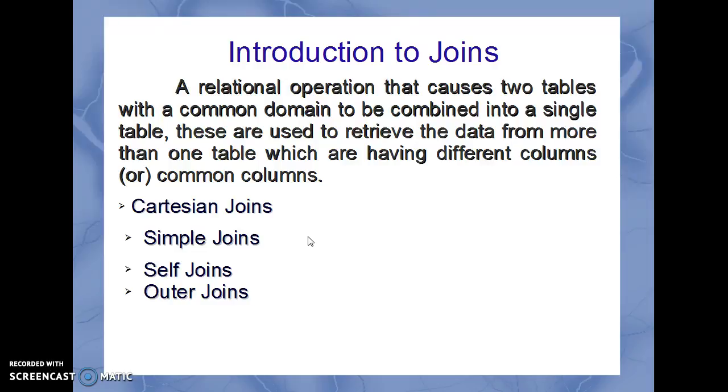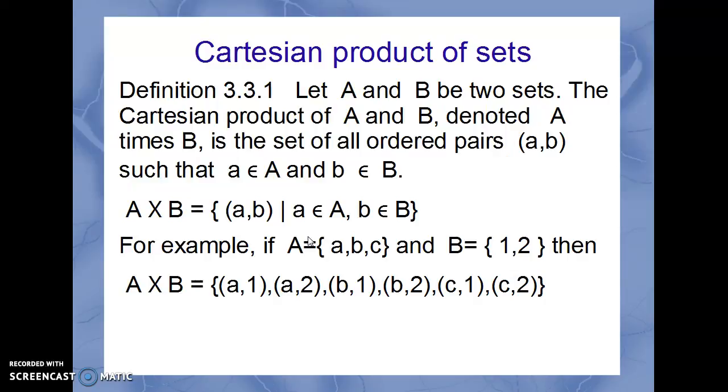Let's see what they are and how they work. In a Cartesian join product, suppose there are two sets, A and B, where a belongs to A and b belongs to B. For example, suppose A, B, C is set A, and the second one, set B, has elements 1, 2.